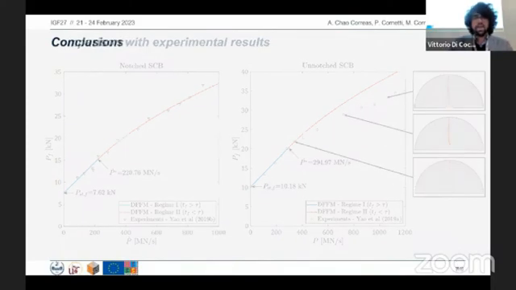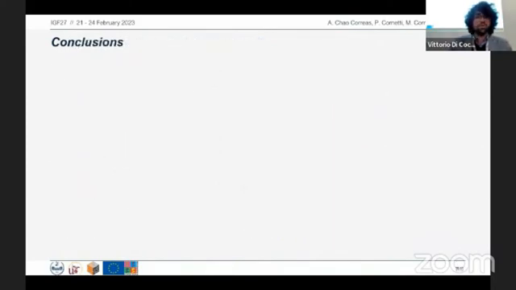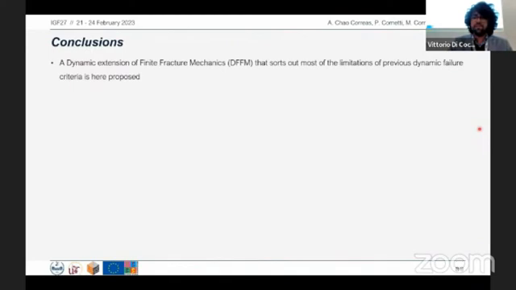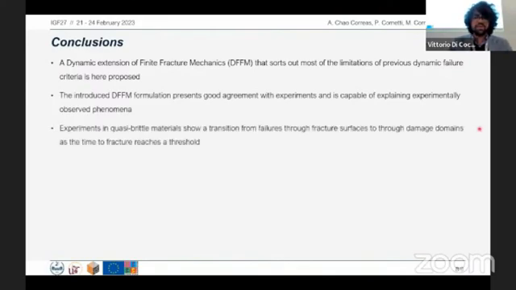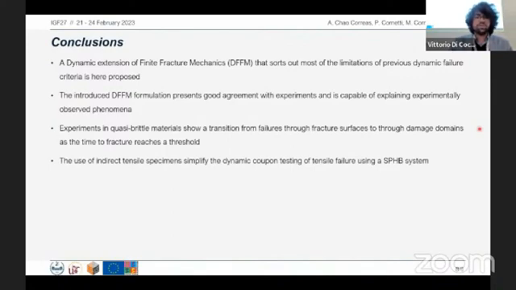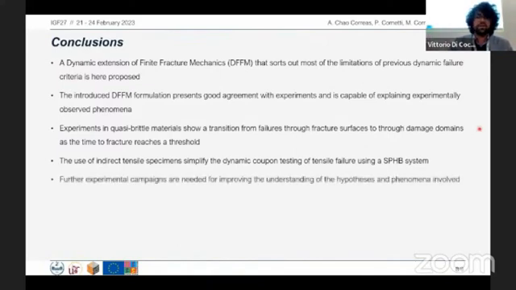Okay, and just now to conclude. We have proposed an approach that sorts out most of the limitations of previous criteria. It has good agreement with experiments. Also, it's able to capture this transition from failure through fracture to failure through the damage domains. Also, the use of indirect tensile specimens simplifies the dynamic testing. And lastly, we also need further experimental campaigns for understanding more about the topic we are considering.